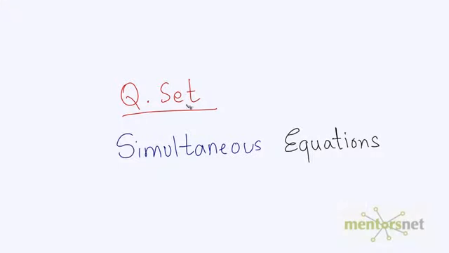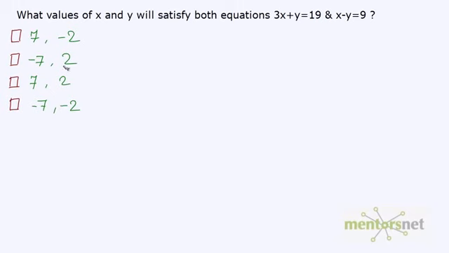Hey guys, having learned simultaneous equations, let us put our knowledge to test by solving some of the questions related to it. And this is the first question. So what are the values of x and y that will satisfy both of these equations? So you have the equations here. Let us write them and name them.